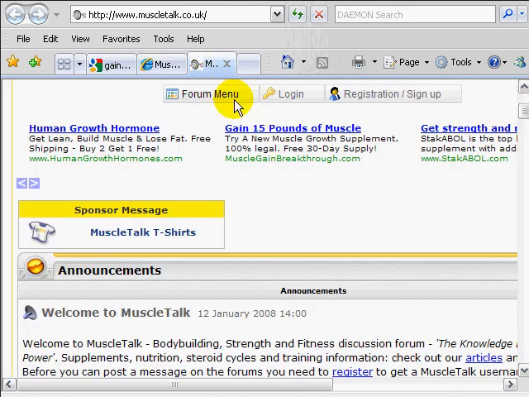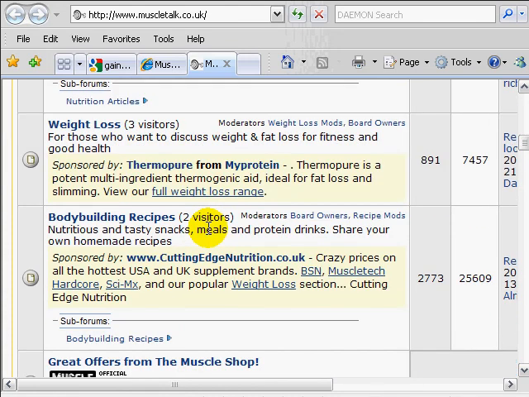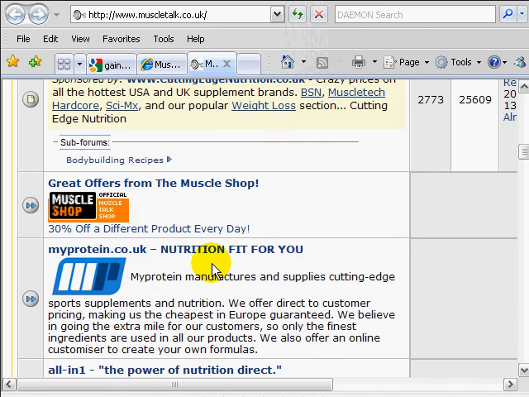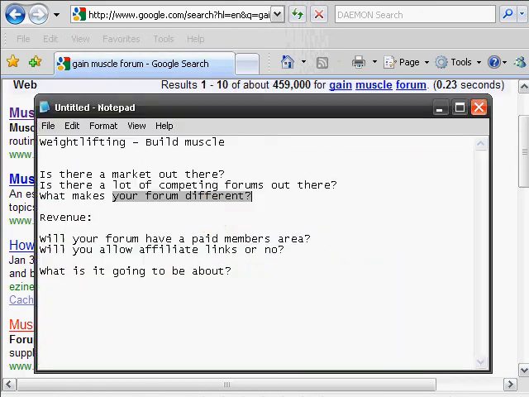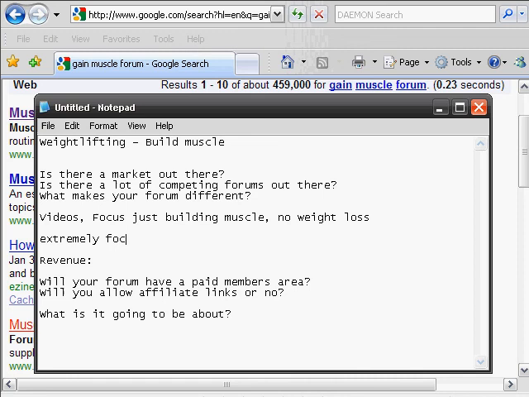And then I go to muscletalk.co.uk and we notice that it has information about weight loss. And of course, my weightlifting forum would probably not have anything about weight loss, more focused on building the muscle. You got to think about what's the difference. Okay, so I wrote that down here. What makes my forum different? Maybe I have videos. I focus on just building muscle, no weight loss. So it's extremely focused and specific.